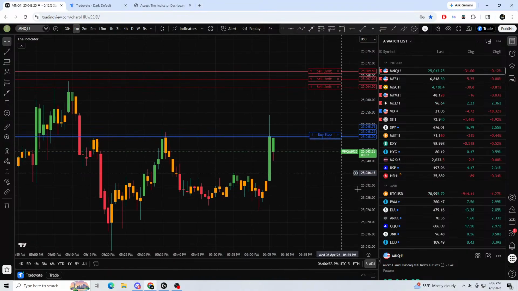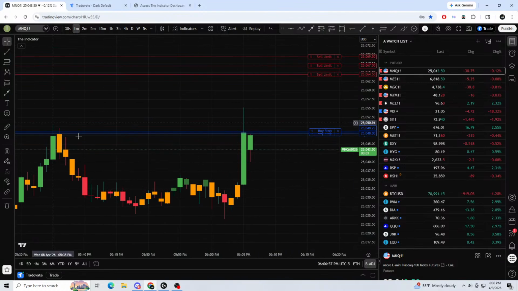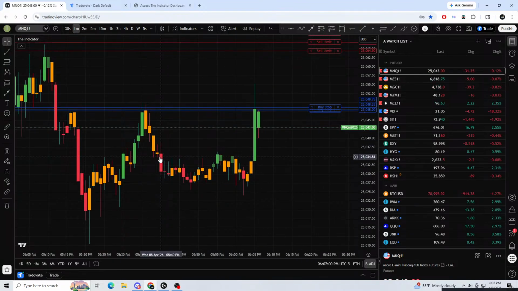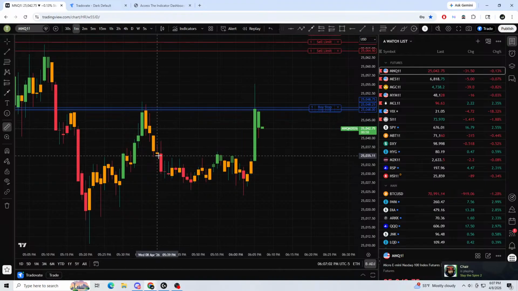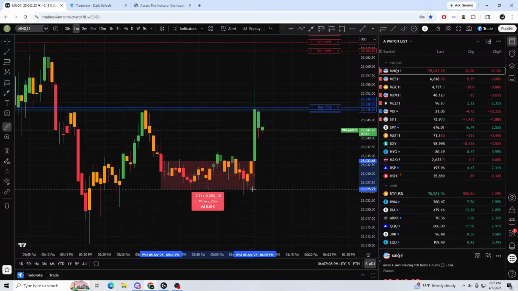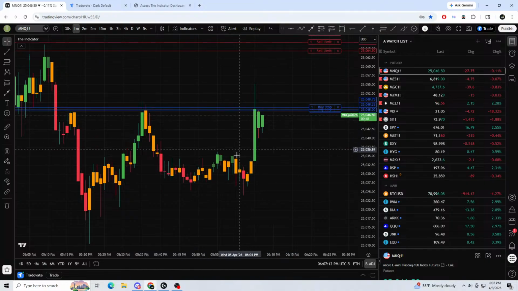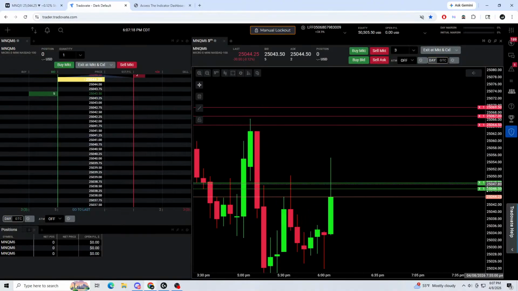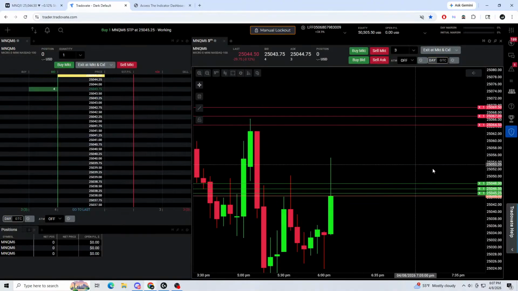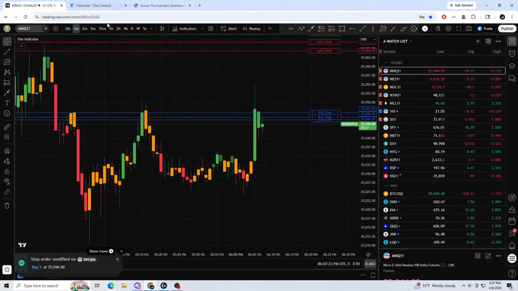Now, technically I could get long right now, but because we've been consolidating for most of the session, you can count consolidation as like from here, 25-30 minutes of just nothing. This first move out of that consolidation could just be a trap. So I'm playing it a little cautiously.